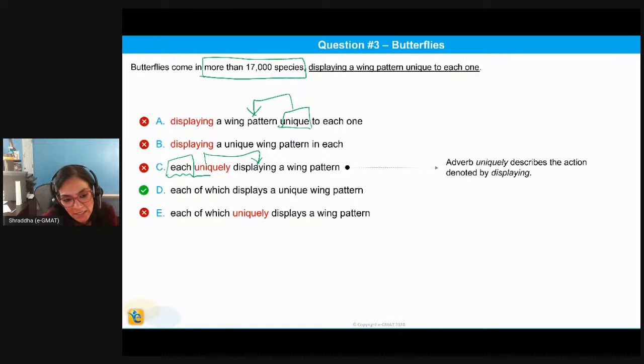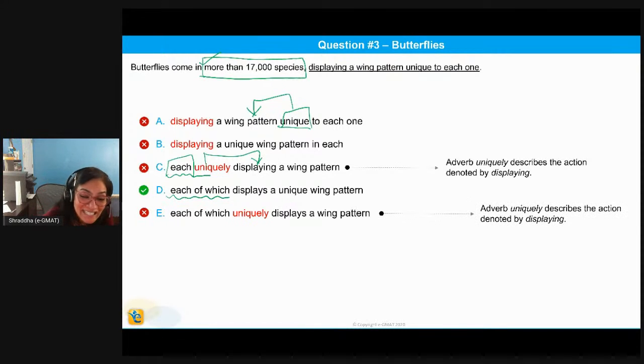Choice D is the correct answer. Each of which, this expression over here, talks about more than 1700 species, each of which displays a unique wing pattern. This is the meaning that we wanted, because we already did all the analysis in the meaning analysis phase itself. So we know that yes, choice D is the one that presents the correct meaning. Choice E again repeats the same error that we saw in choice C. It again plays with the word unique, turns an adjective into an adverb to distort the intended meaning, right?